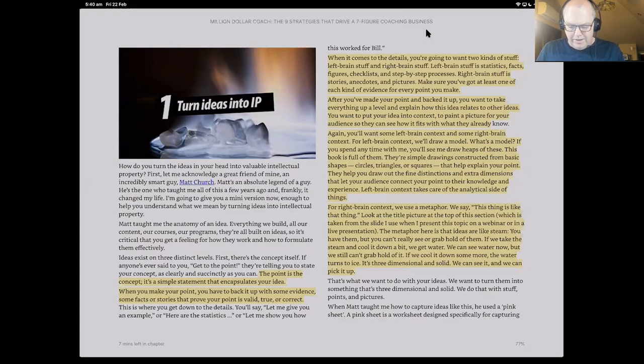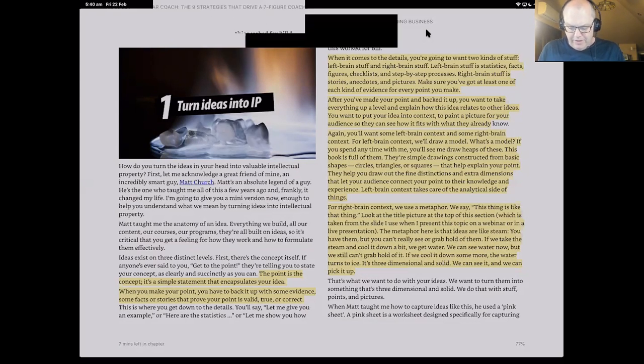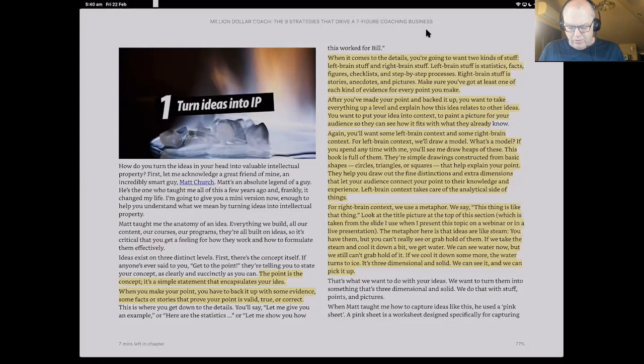Okay, so let's go through. Matt taught me the anatomy of an idea. Everything we build, all of our content, courses, and programs, are built on ideas, so it's critical you get a feeling for how they work and how to formulate them. Ideas exist on three distinct levels. There's the concept itself. The point of the concept is a simple statement that encapsulates the idea. When you make your point, you have to back it up with some evidence, some facts, some stories to prove your point is valid, true, and correct. So this is where you get down to details.